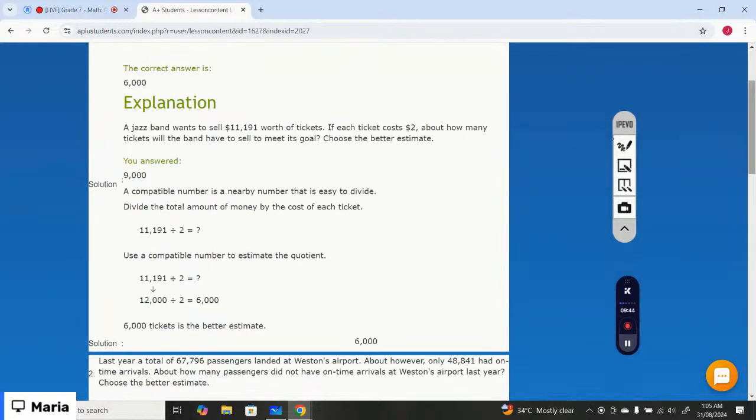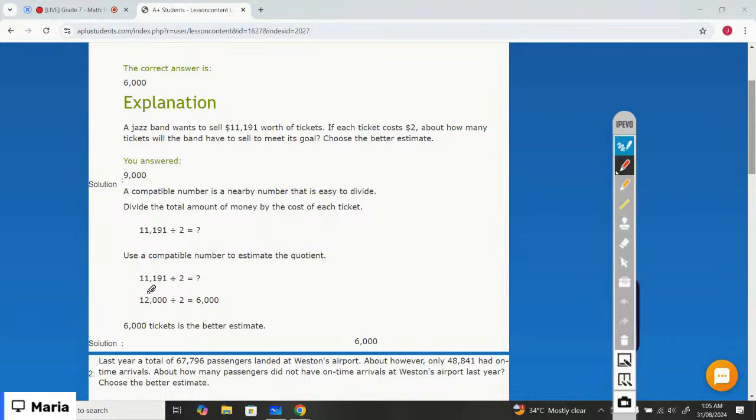So let's just divide 11,191 by 2, but you have to estimate the answer. You don't have to calculate the exact answer, right? Whenever we have to estimate, we round off the numbers. Like for example, here you have 11,191. So you round it off to 12,000 because you cannot divide 11 by 2, but you can divide 12 by 2. So you get 6,000. So 6,000 is not the exact value, that is just the estimated value. That means they need to sell around 6,000 tickets.